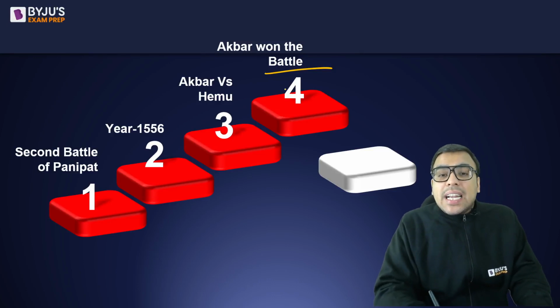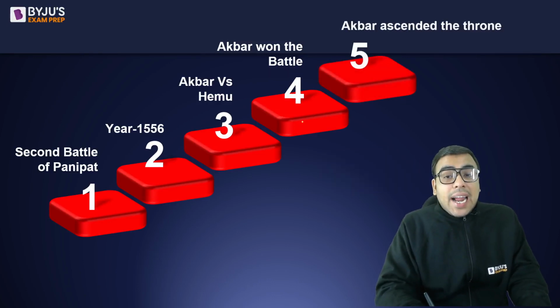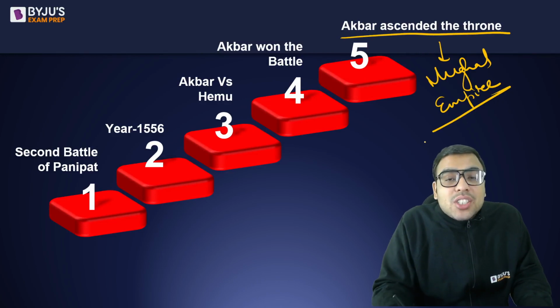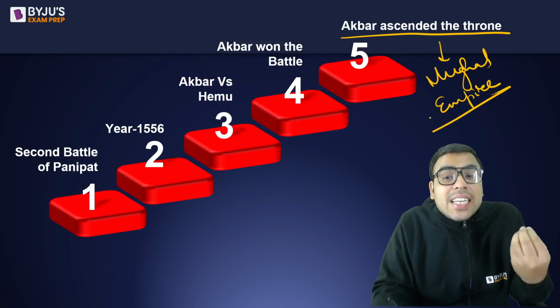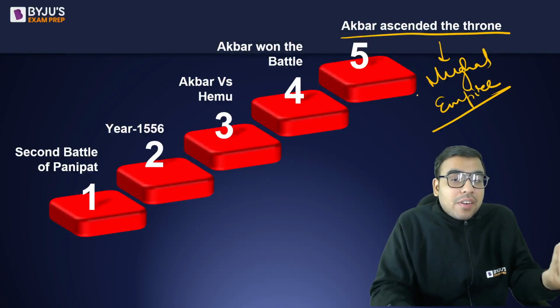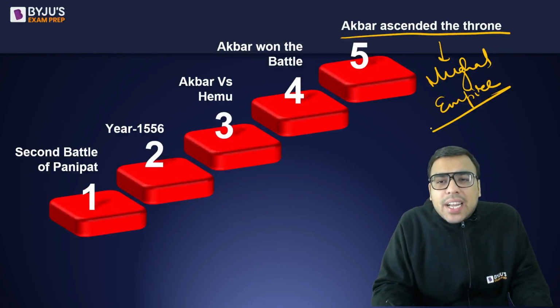Now, what is the result of that? The result was that Akbar ascended the throne of the Mughal Empire, and it could easily assert and strengthen its empire after defeating Hemu, and it became the king of Delhi, or you can say king of India. So that is what you should know about the second battle of Panipat.